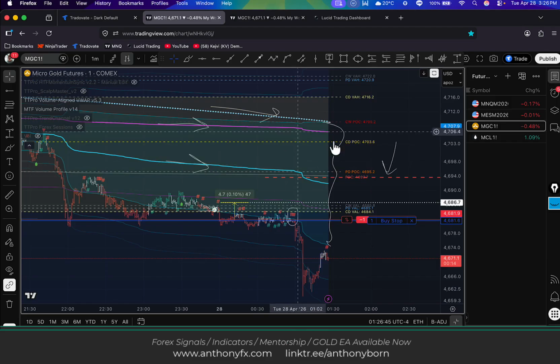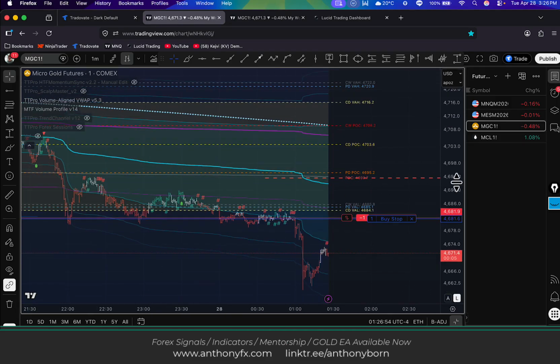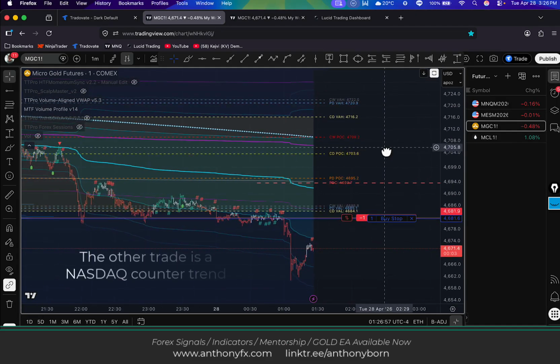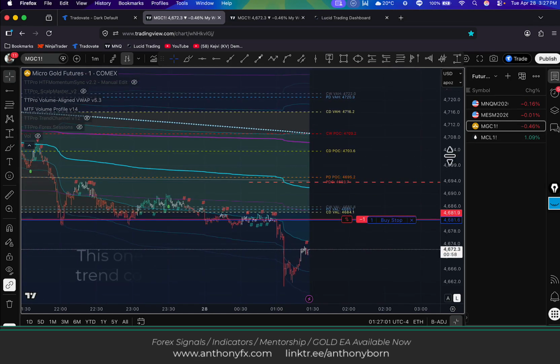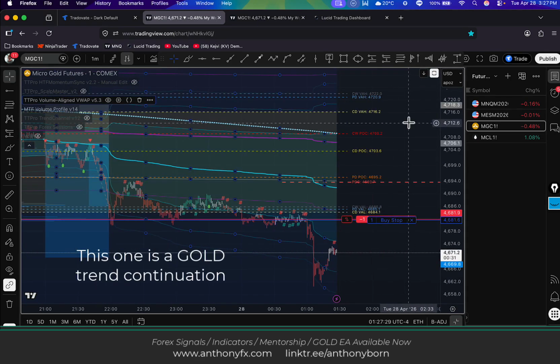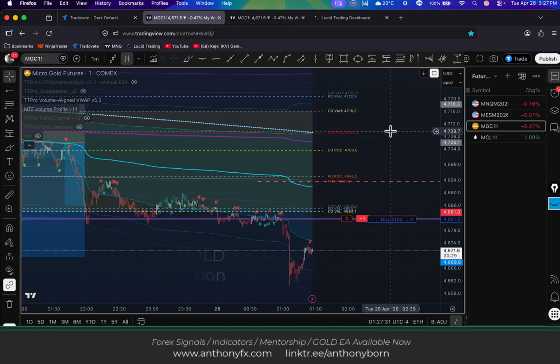This is gold. This is another trade that I'm in today. This is scalping. Now, the other setup I'm showing you is a counter trend. It's a lot more risky. This is trend continuation. You're basically looking for a few things to come together. It's just a checklist.